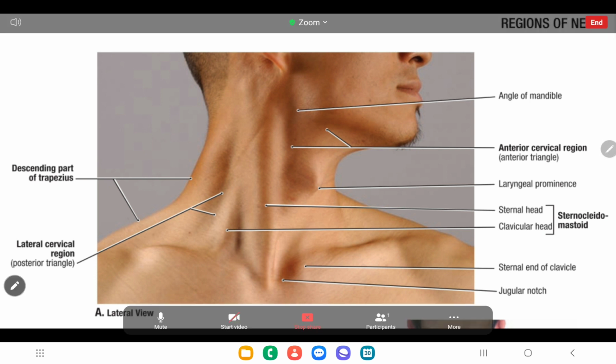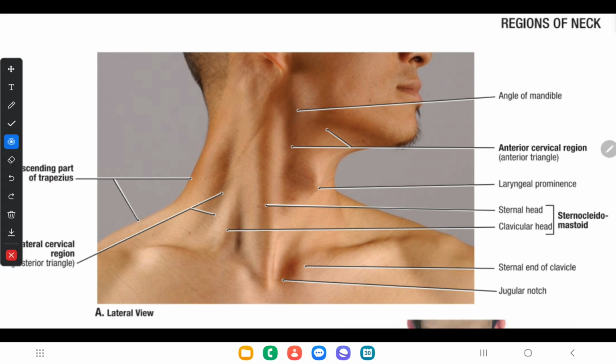Here is the descending part of the trapezius muscle. Then this is the clavicular head, and this is the sternal head of the sternocleidomastoid muscle. It goes like this and is inserted here. Then the angle of the mandible, then the anterior cervical region or the anterior triangle, the laryngeal prominence here, then the sternal end of the clavicle, the jugular notch, and here the area of the posterior triangle. Here you can see the posterior triangle, and here the sternocleidomastoid muscle.